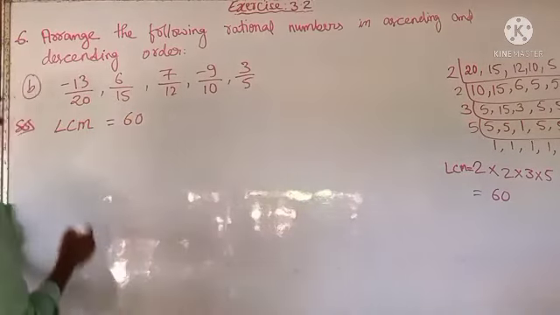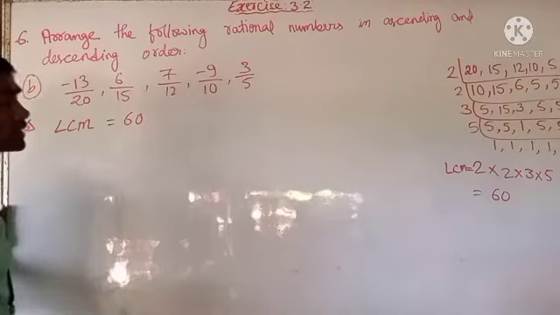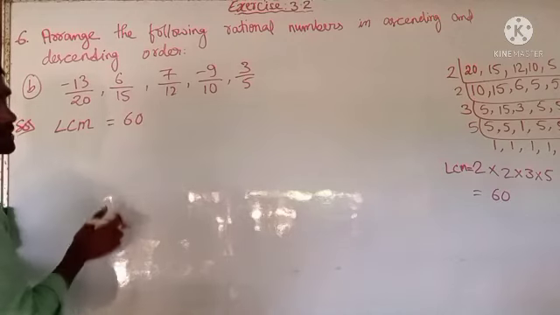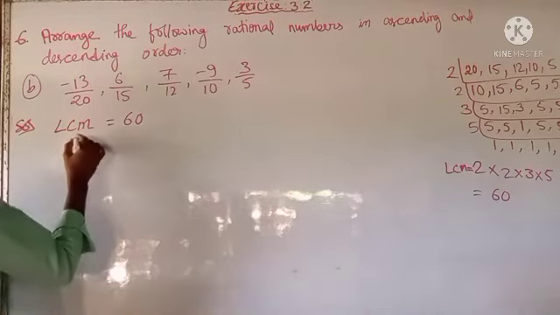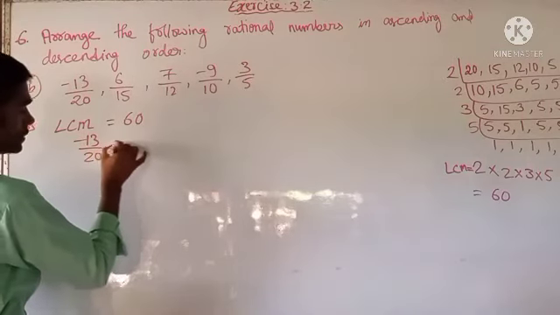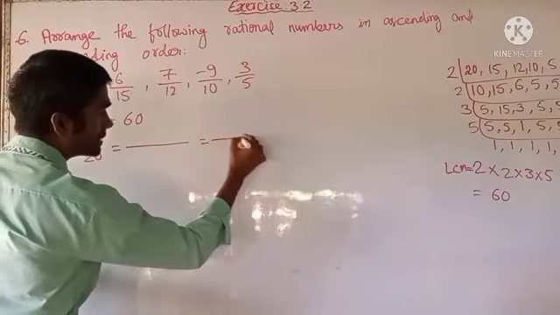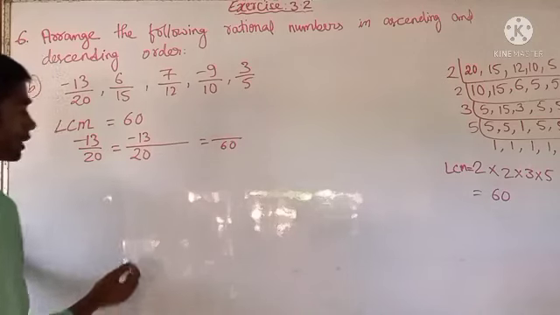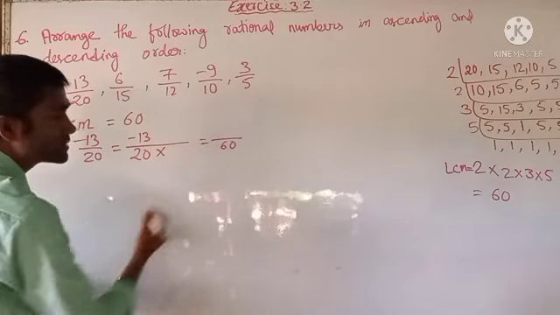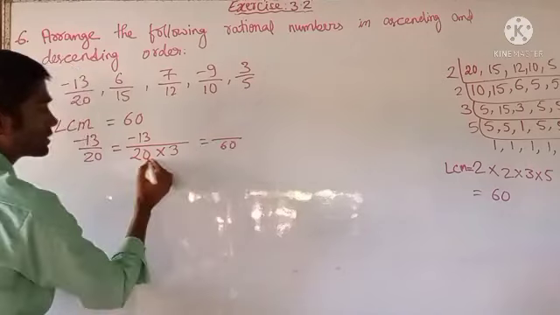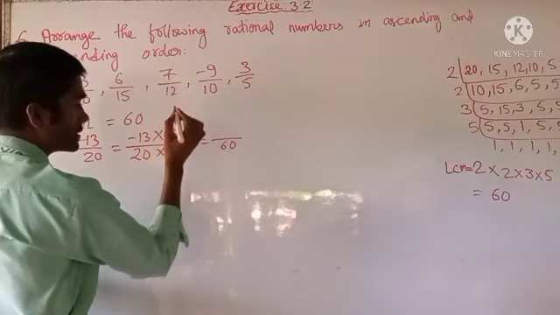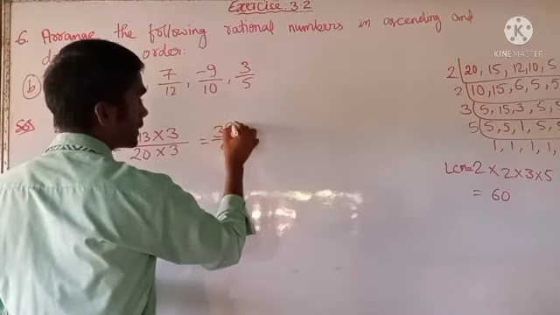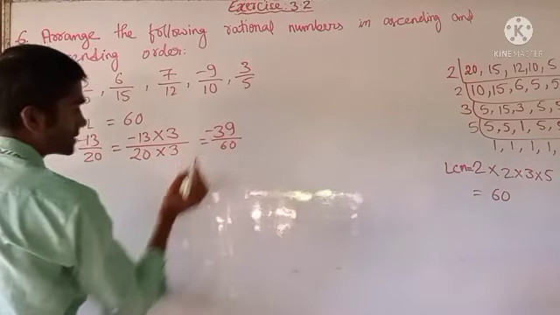So we can convert the rational numbers into equivalent rational numbers where the denominator is 60. So minus 13 by 20. Now we need to make the denominator 60. 20 with what number will we multiply in order to get 60? 2 into 3 is 6 and a 0. So 20 into 3 we get 60. The same 3 will multiply in the numerator also. So 13 into 3 we get 39. And one minus sign is there, so we write the minus sign here.